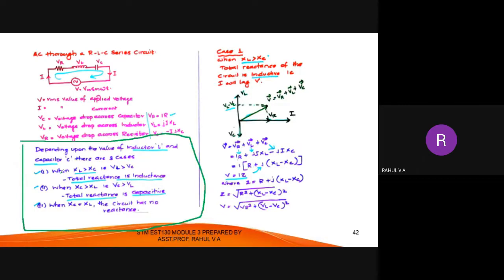inductive reactance is greater than capacitive reactance. Inductive reactance is greater than capacitive reactance.